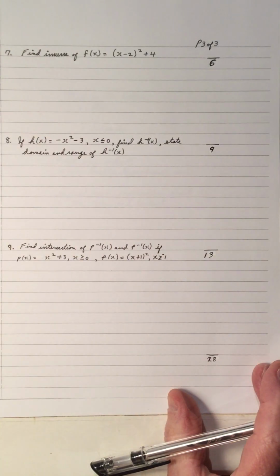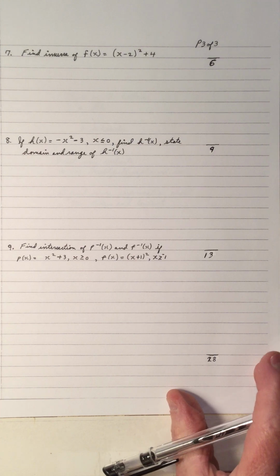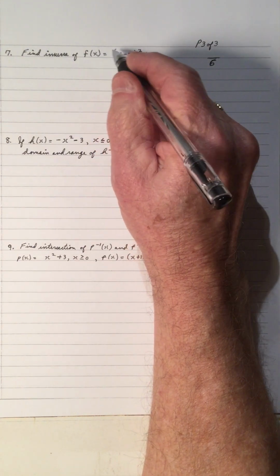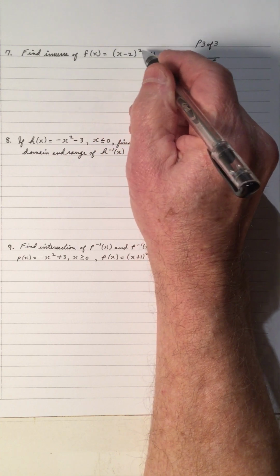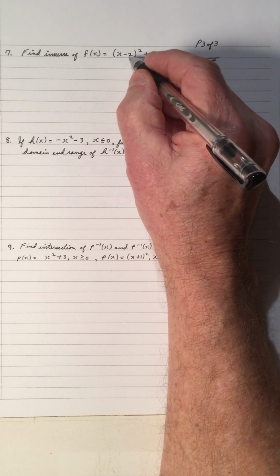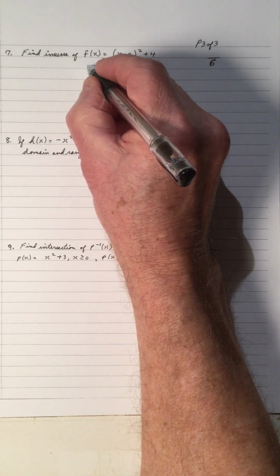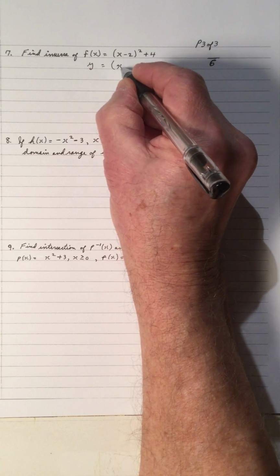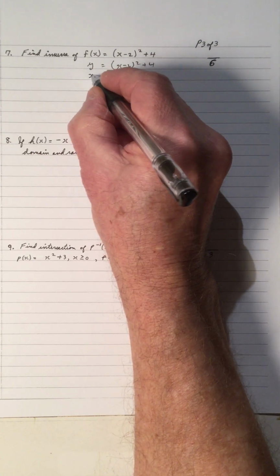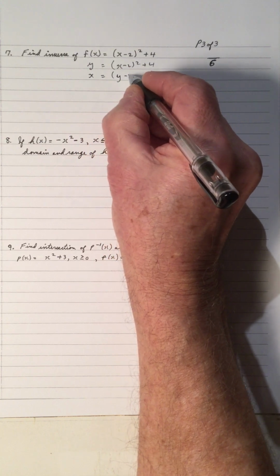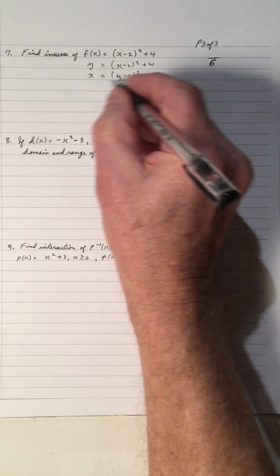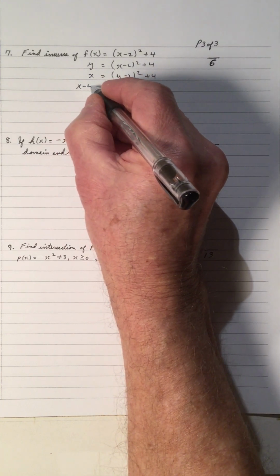Let's continue. Number 7, find the inverse of f of x. f of x equals bracket x minus 2 all squared plus 4. Notice this is a quadratic. Degree 2 is a parabola. So we change the f of x to a y. We switch the y to an x and the x to a y. Now we'll solve for y, but we'll move the plus 4 first, so it's x minus 4.